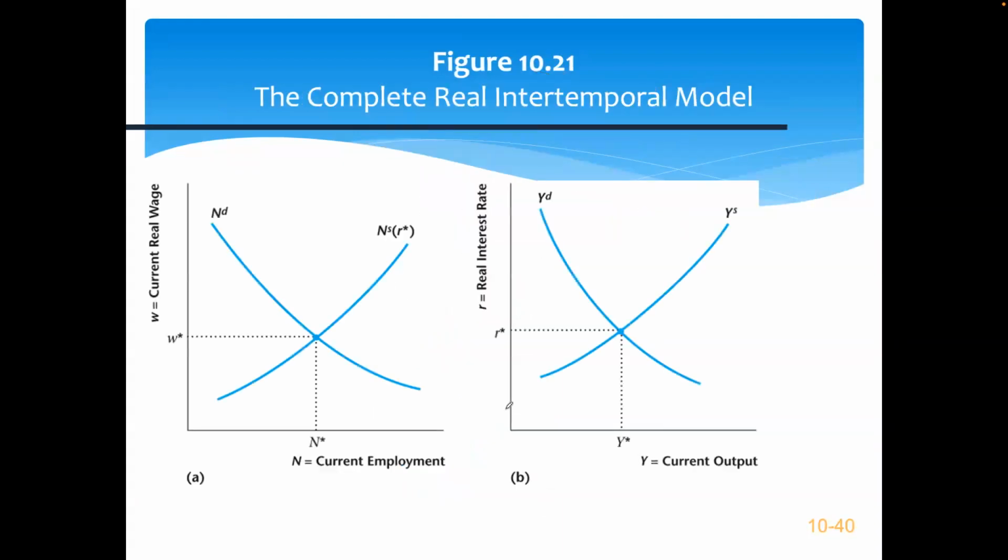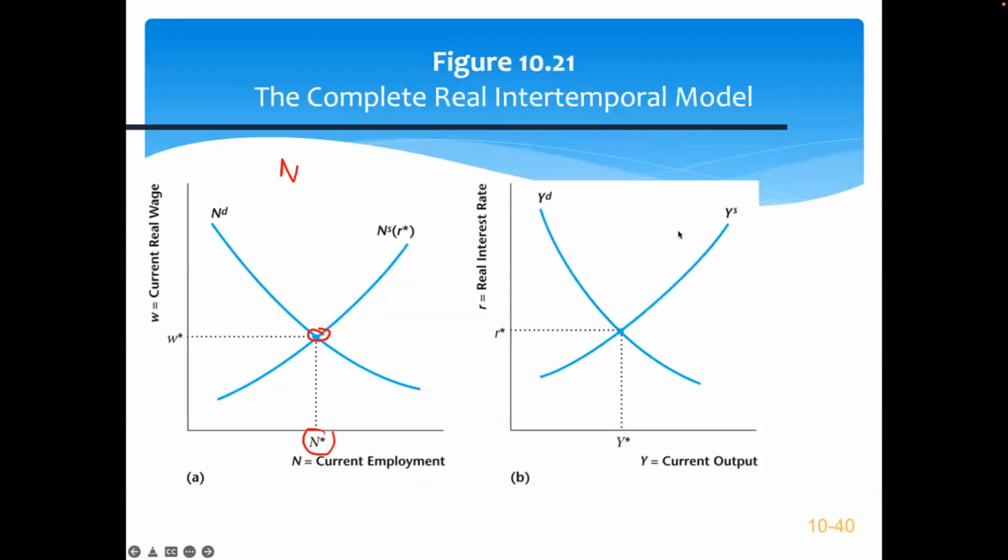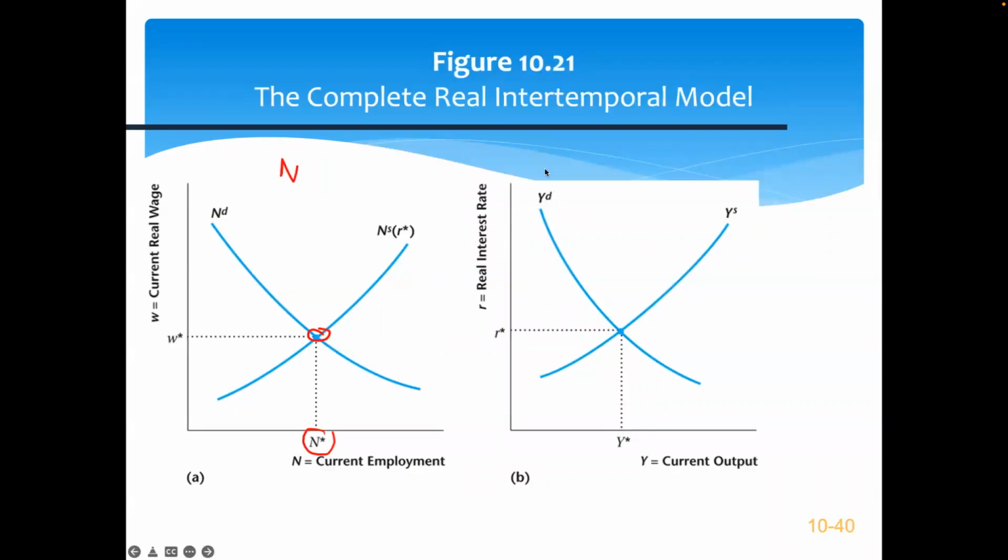Okay. Now we are ready to bring everything together, right? So the complete real intertemporal model. We have two markets. On the left-hand side, this is the labor market. They cross each other to determine the wage and the labor supply. On the right-hand side, you have demand for goods and you have supply for goods. And then they cross each other, right? So you're going to determine the interest rate.